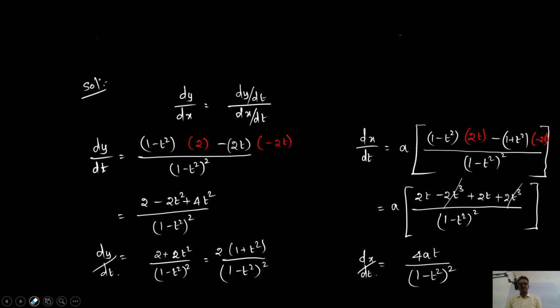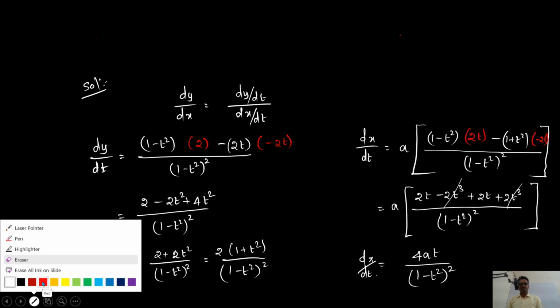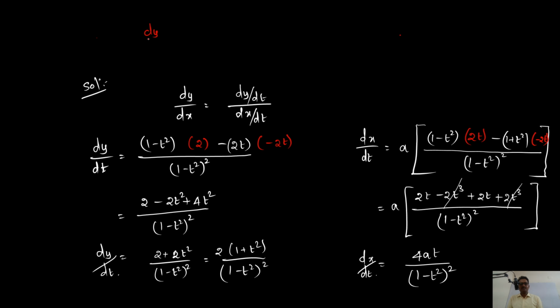So let me divide and find it. dy by dx is equal to dy by dt divided by dx by dt. You can take it as the first equation and this as the second equation. Now we are going to divide the first by the second equation. So 2 into (1 plus t square over 1 minus t square) the whole square. Instead of dividing, we can multiply by its reciprocal. Multiply by (1 minus t square) the whole square over 4t.